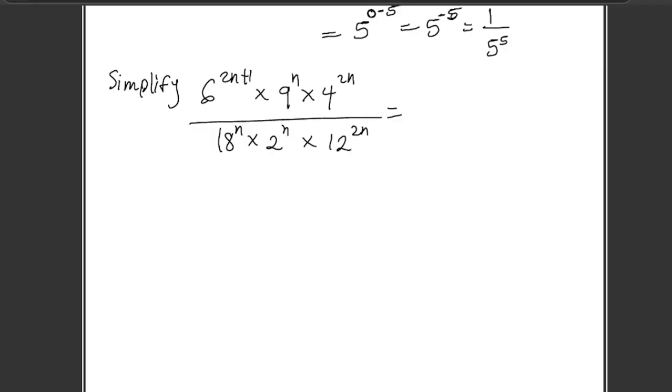Now you can see none of these numbers have the same base. But you can see that 2 and 4 are different bases, but we can make them the same. How? Let's express 4 in terms of 2, because 4 is 2 squared. As for 9, you can also express 9 in terms of 3, right? Then also you can express 6 in terms of 2 and 3, because 2 times 3 is 6. This is what we are seeing.